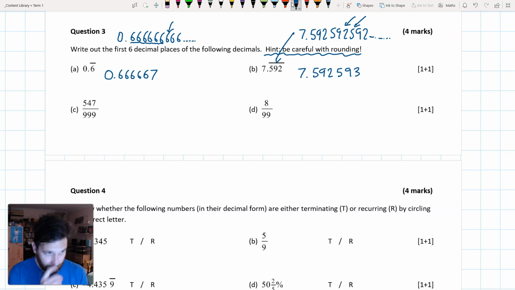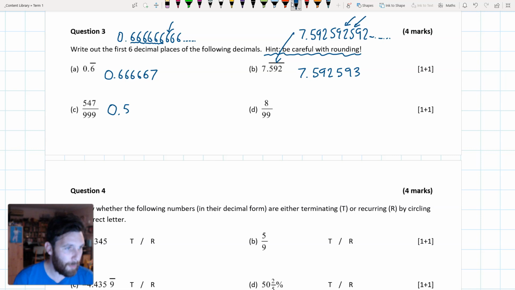For the next one, you're not expected to know what that fraction is off the top of your head. But if you do 547 divided by 999 on your calculator, you get this one. So 0.547547 repeating. So we'll do the same sort of thing that we did last time.